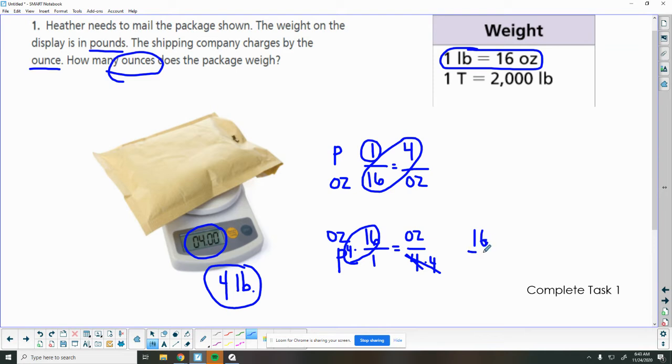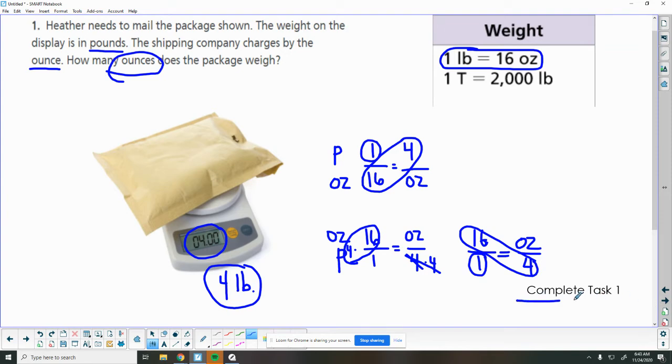So when I have 16 over 1 and I want to know how many ounces out of 4 pounds, 16 times 4, I crisscross multiplied, divided by 1. Either way, we are doing the same thing. We're getting ounces by itself. And to do that, we need to multiply 16 and 4, because they were crisscross in either problem, and divide by 1 will tell us how many ounces are in 4 pounds.